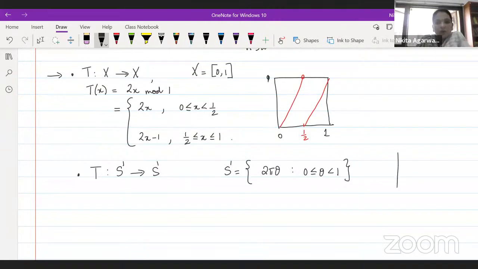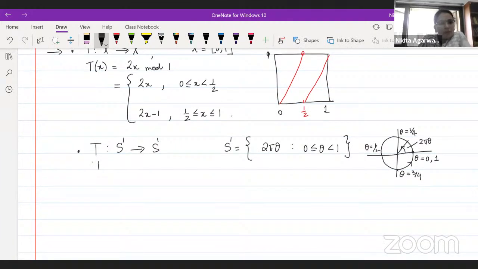So what do I mean by this? If I take the unit circle, this is 2 pi theta. Okay. So when theta equals 0, you are here. This is theta equal to 1 by 4. This is theta equal to half. Theta equal to 3 by 4. And then back. I'm not including 1, but as theta approaches 1, you converge to this point from the bottom, right? Like this.